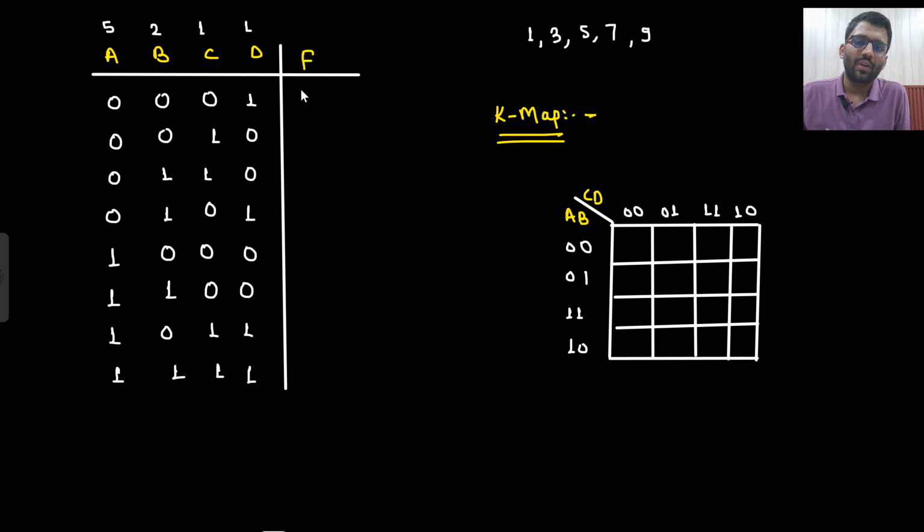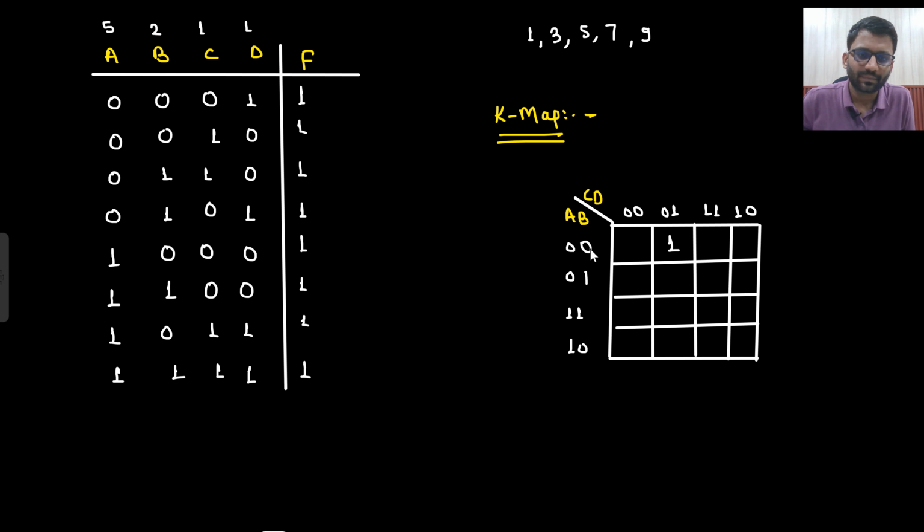So for all these inputs, your output will be high, and for the rest of them, it will be low. You can try on your own. For all these inputs, your output will be high. So there are 3, 5, 6, 7, 8 cases. Okay, so let's try making a K-map.